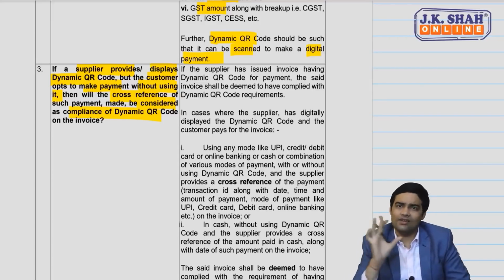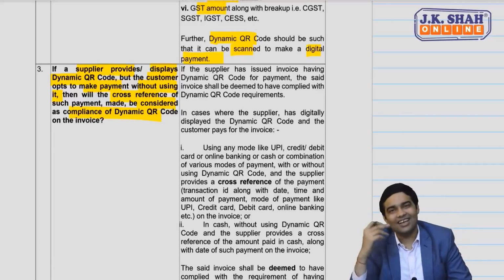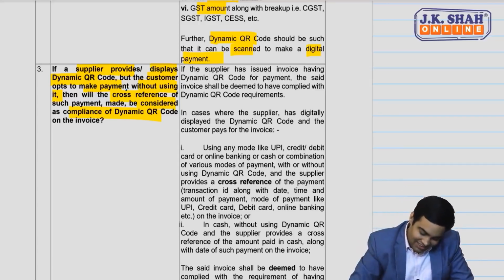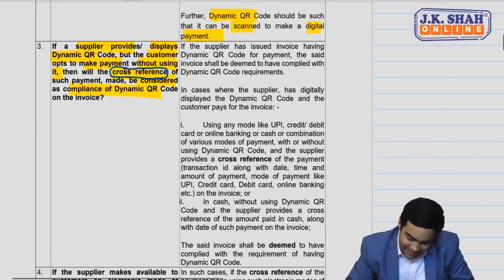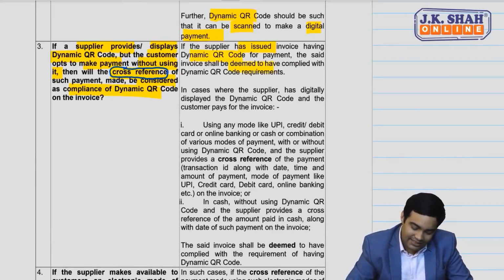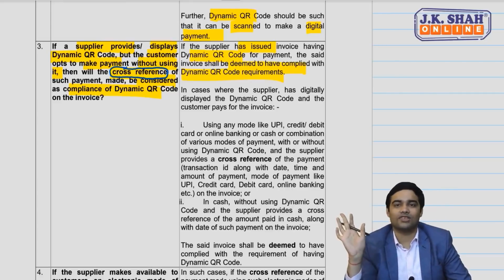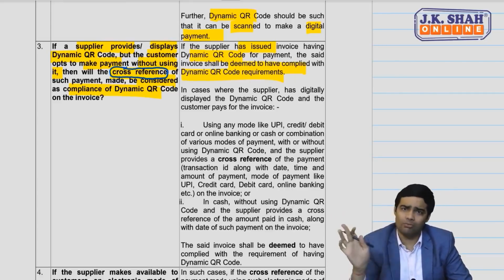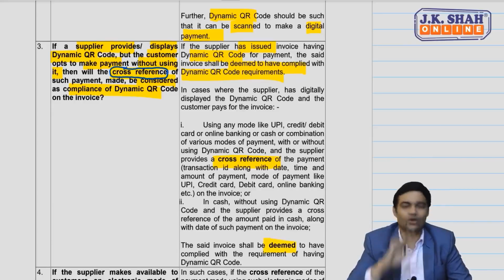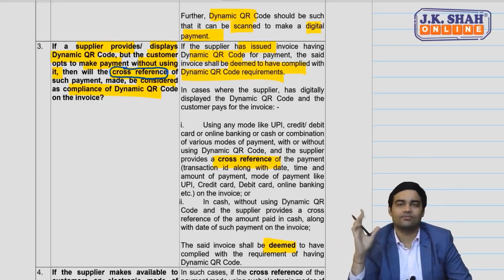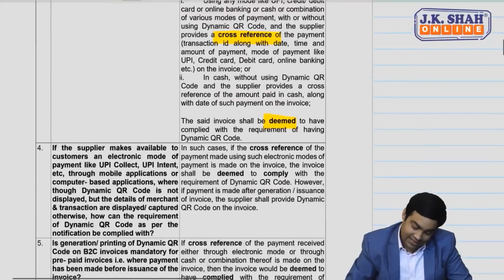This is what is provided. Government is saying if cross-reference is provided, don't forget this term. In fact, in entire thing, you will come across this word. If cross-reference is provided, that is sufficient. What government wants is track this invoice, this was the payment. That's what they want to track. Okay. Now, if the supplier has issued invoice having dynamic QR code, it shall be deemed to have complied with dynamic QR code provision. You can use anything, no problem. What is important is cross-reference. If cross-reference is there, sufficient. It is deemed that you have complied with the requirements of QR code. Clear? Okay.